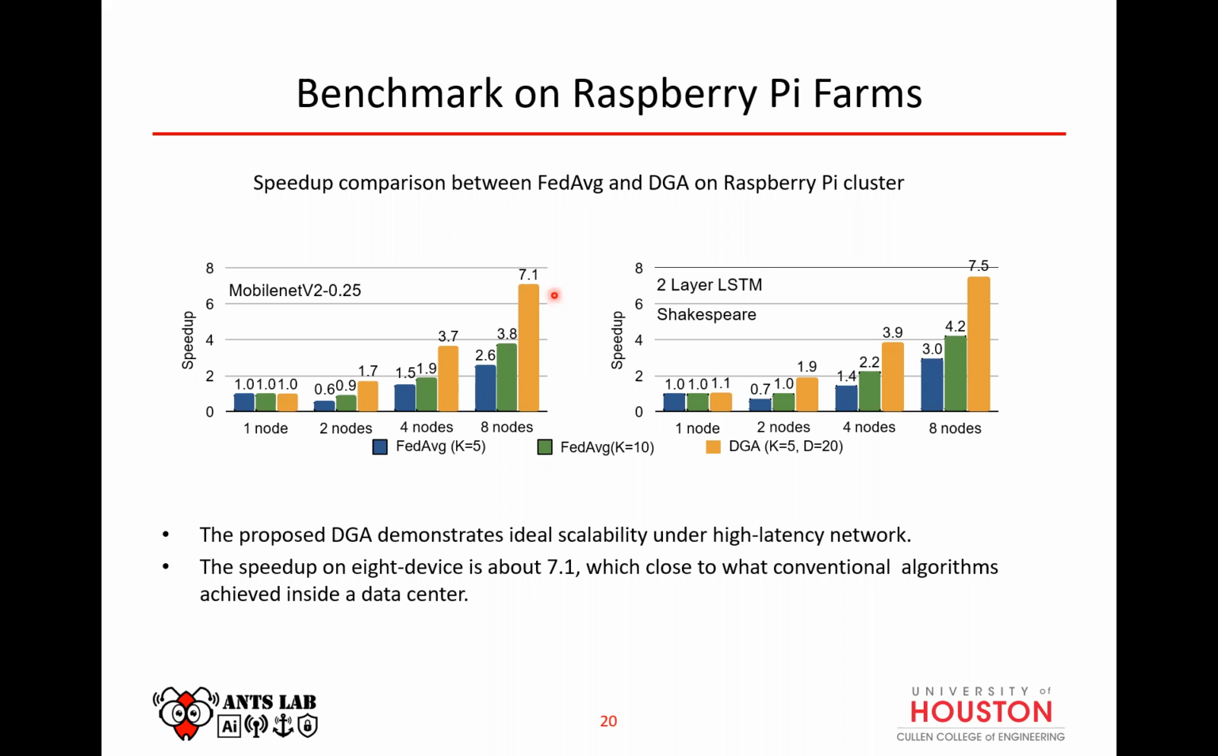We see that the speedup can be up to 7.1 and 7.8 in the case of an LSTM language model, or CIFAR and ImageNet in the case of MobileNet. The accuracy is almost close to what the typical algorithms offer. The speedup that it achieves despite the latency is almost comparable to what the data center achieves. Whatever conventional algorithms you use inside the data center, we can almost achieve that amount of speedup.